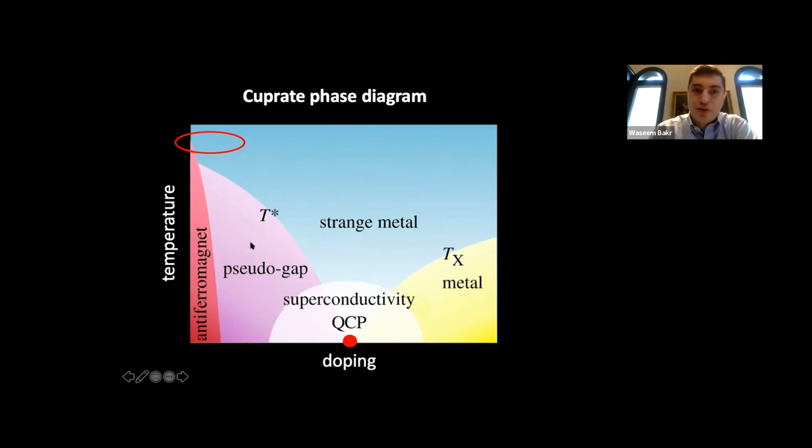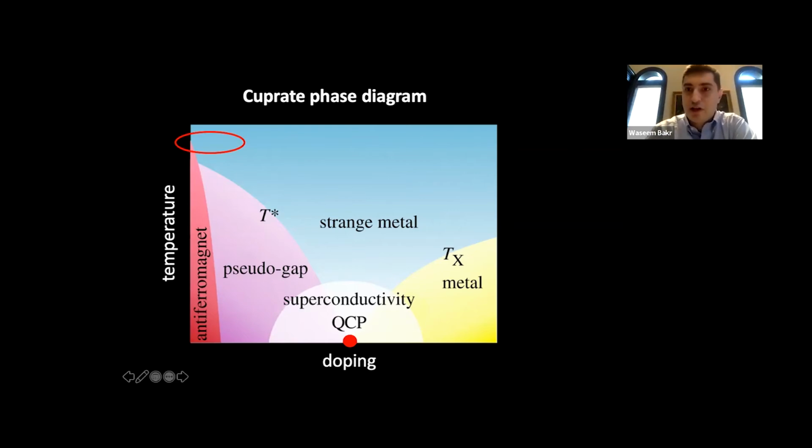So these are the phases we would like to understand, this normal state, because people think that if you understand what's going on in here, then you can understand the pairing glue that will eventually lead to the condensation in the superconducting phase.